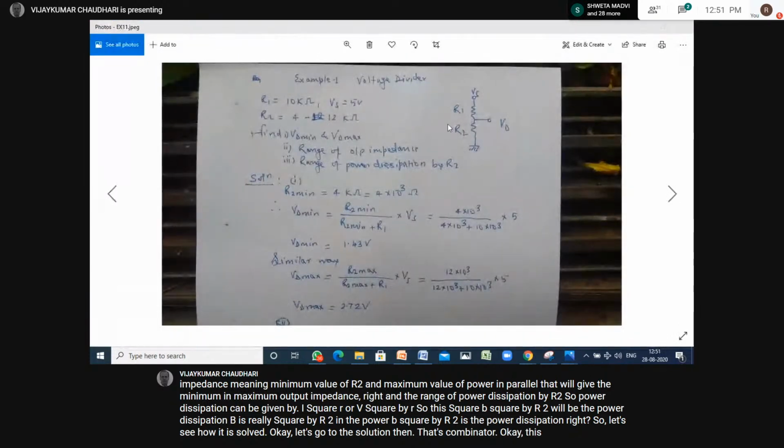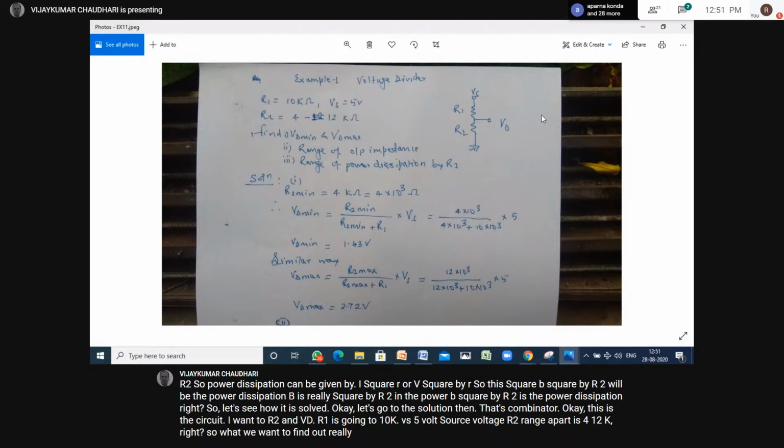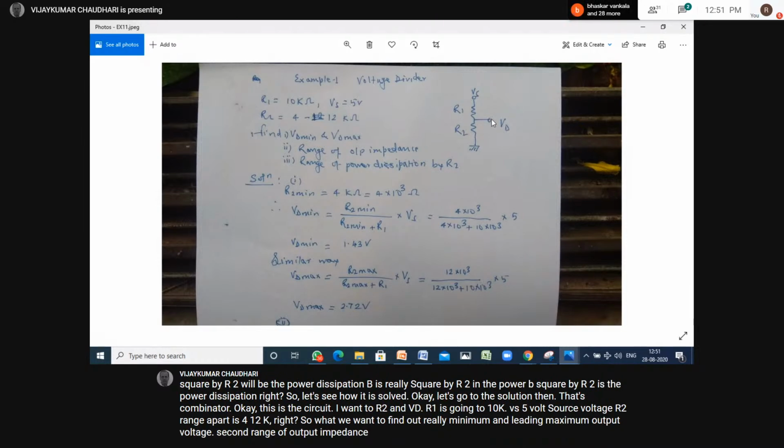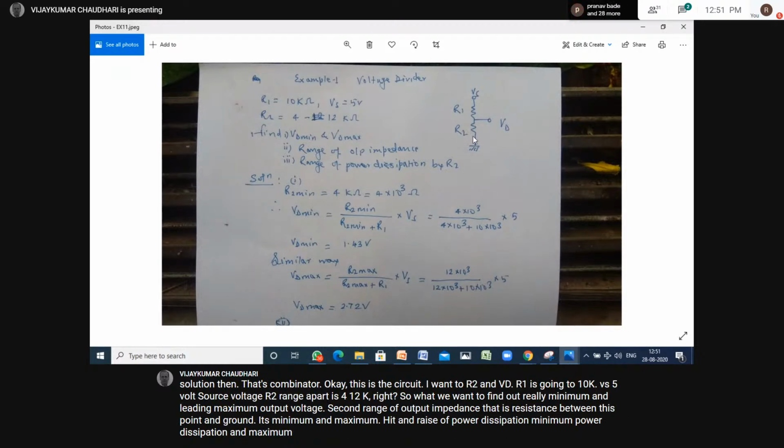Okay. This is the circuit: R1, R2, and VD. R1 is given as 10K, Vs is 5 volt source voltage, and the range of R2 is 4 to 12K, right? So what we want to find out is VD minimum and VD maximum, the output voltage. Second, range of output impedance, that is the resistance between this point and ground, minimum and maximum. And range of power dissipation, minimum power dissipation and maximum power dissipation by the sensor resistance R2.